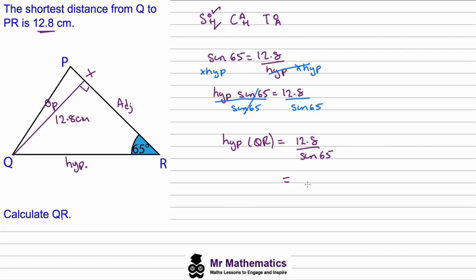We can work out the sine of 65 as approximately 0.906. So the hypotenuse length will be 14.12 centimeters to 2 decimal places.